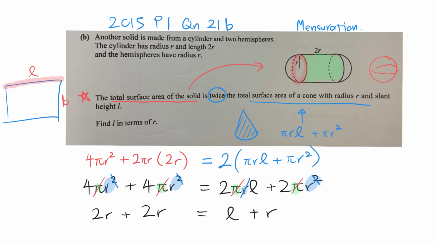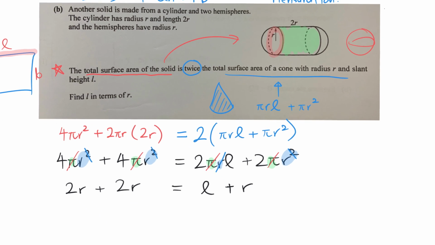Okay, so therefore now moving on, L in terms of r is like subject of formula, so your target is here. I just bring this one over here, so it's just 4r minus r. And therefore last part, L is just left with 3r.